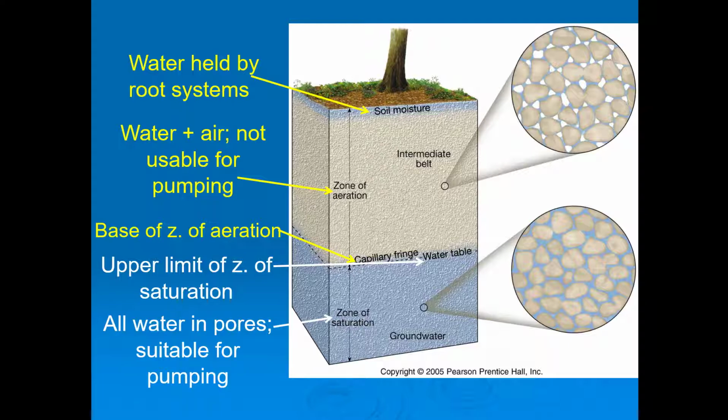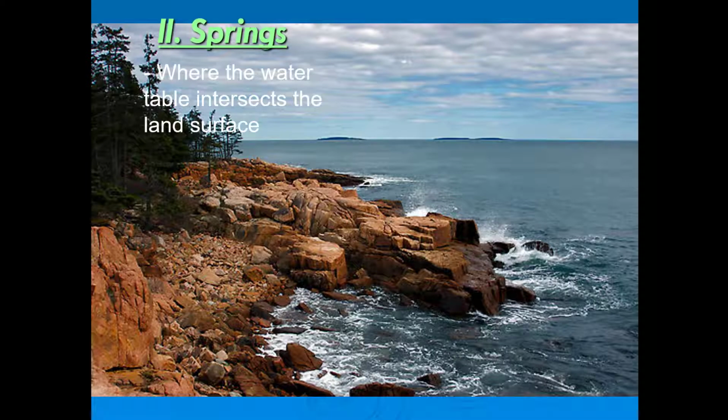Zones of saturation are characterized by areas where all the pore spaces are full of water and can be used for pumping. So those are the 6 layers that you should know within a groundwater system. There are some locations where the water table, the top of that zone of saturation, will actually intersect the land surface, and those are called springs. If you've ever been hiking in the woods and for no observable reason, you suddenly step in a marshy, swampy area where water seems to be rising to the surface, that's a spring.